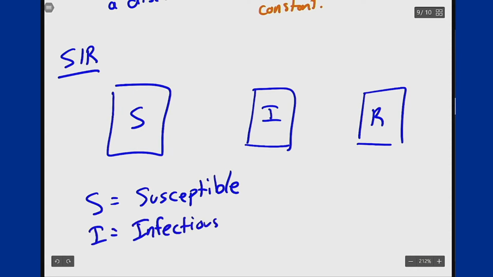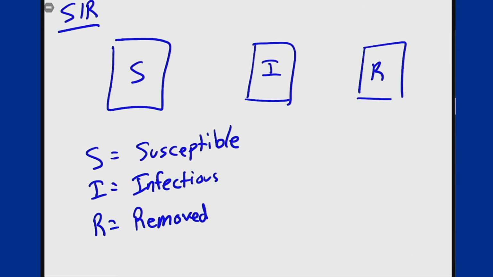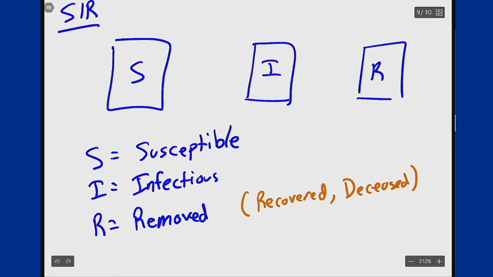And R is removed, as in they are now removed from the pool. They are no longer susceptible to the disease. They cannot catch it, and they're sort of out of the picture in that sense. In the most basic model, this can either mean that they are recovered, and in some sense immune to the disease because they've recovered from it, or they are deceased from the disease. Those are both sort of lumped into the removed category. Throughout this lab, you'll see a separate model where you add a separate category of people who have recovered and people who passed away from the disease, as in two separate groups. You can see how those two different populations relate to each other.